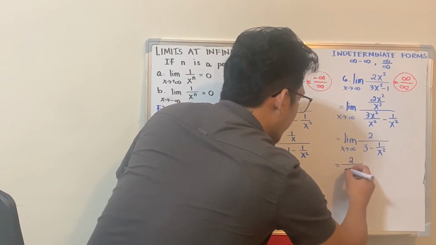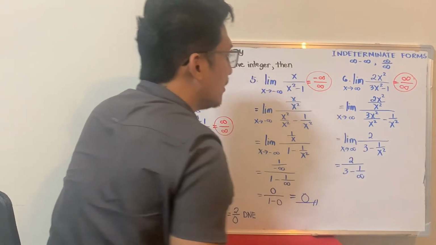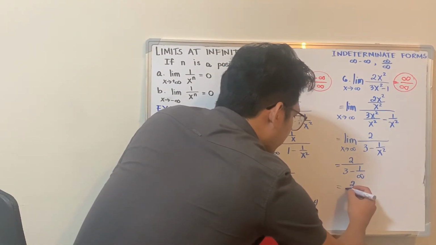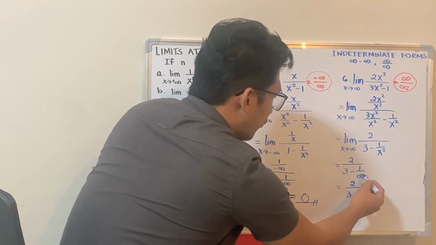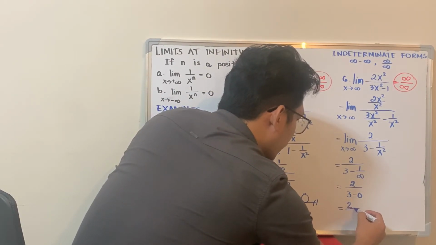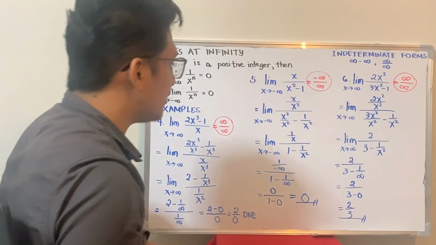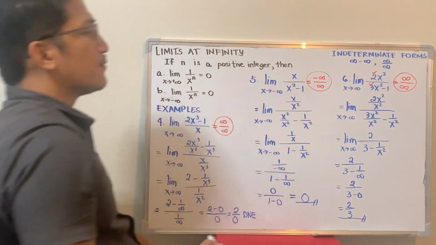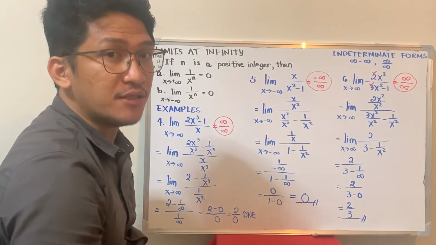Then you substitute: that's 2 over 3 minus 1 over infinity squared, and infinity squared is just infinity. The later part, you will have 2 all over 3 minus 0, because 1 over infinity is just 0. From there, you will come up with 2/3. So looking at the pattern, this is what I explained in the last example in the previous video.